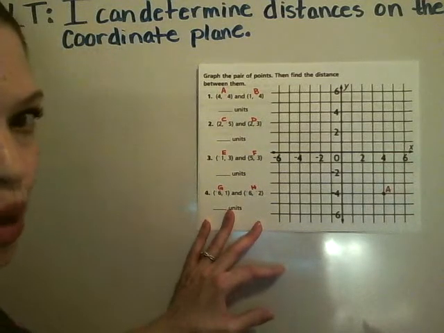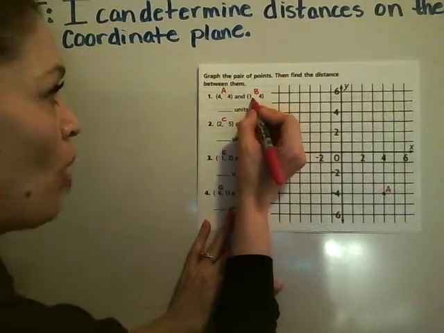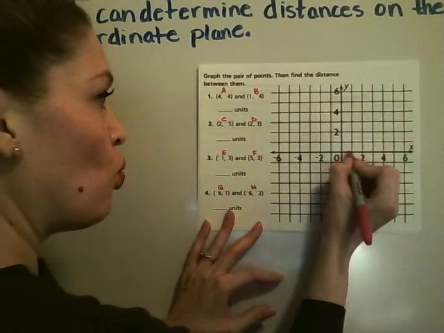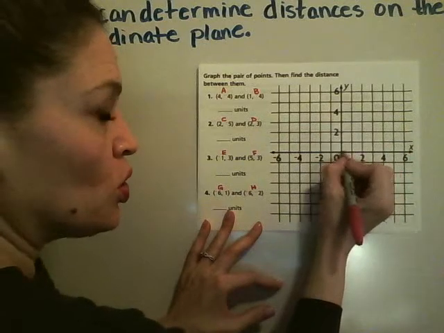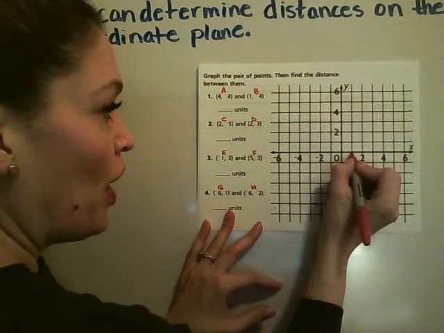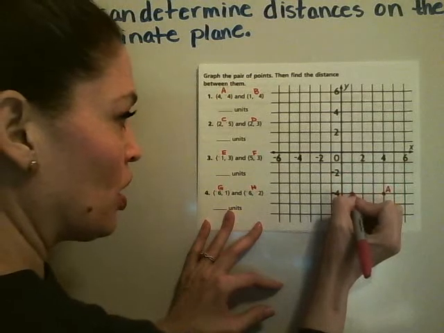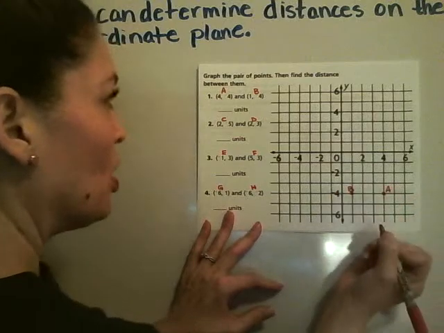And then we want to plot point B. B is 1, -4. So from the origin, we're going to go over to 1. See, notice it's between 0 and 2. So 1, and then go down to -4. So just travel along that line, and that is going to be B.